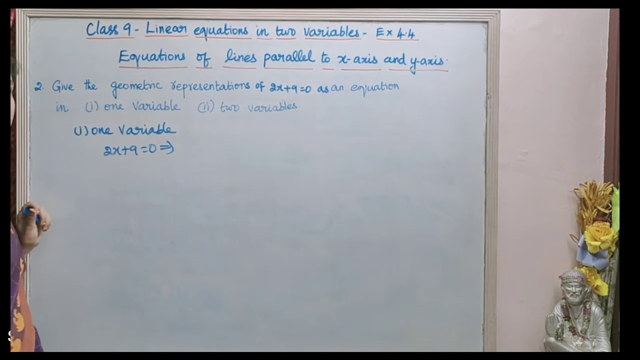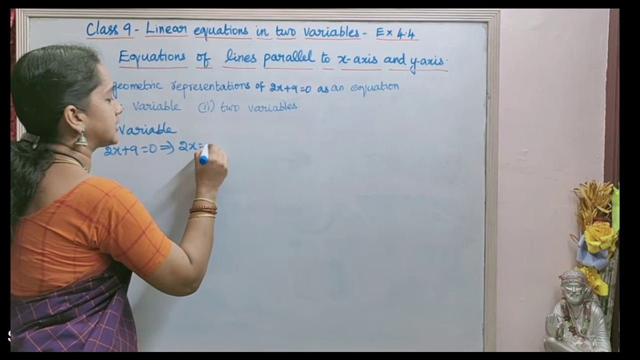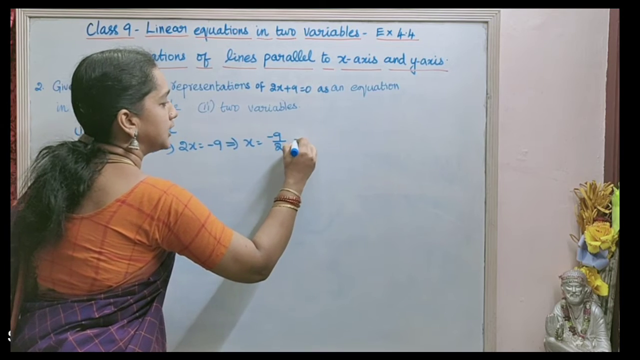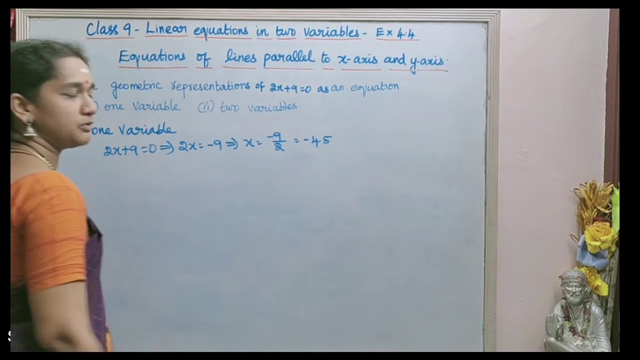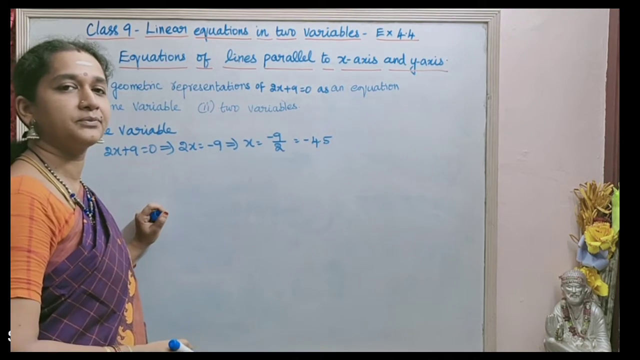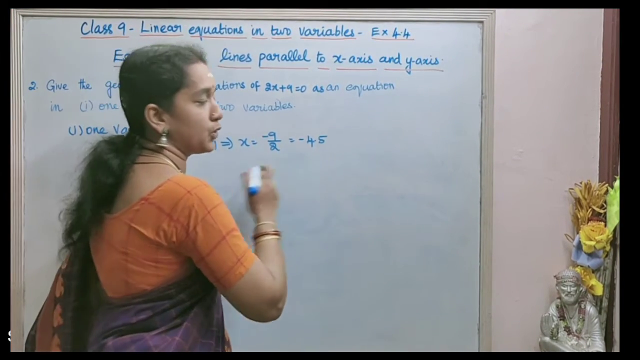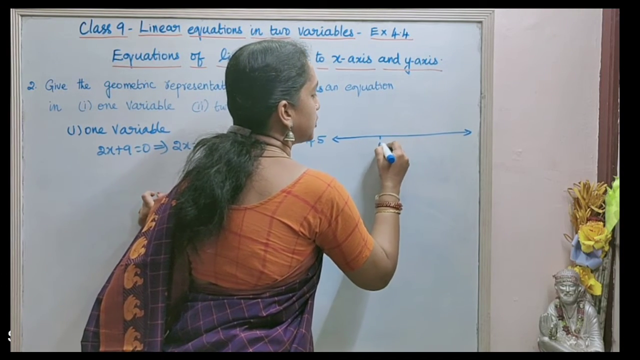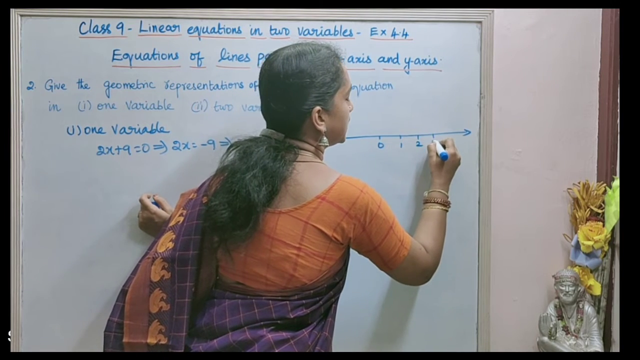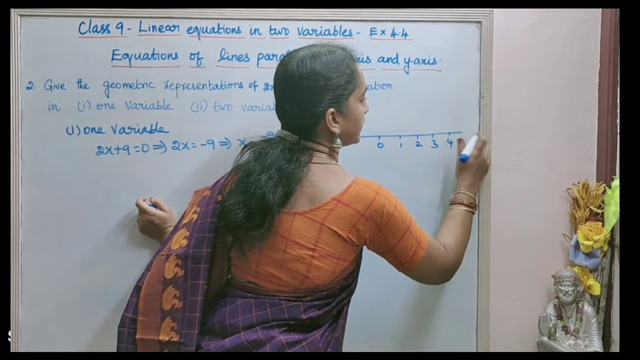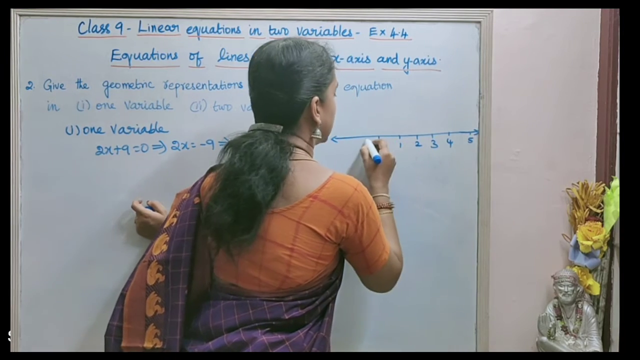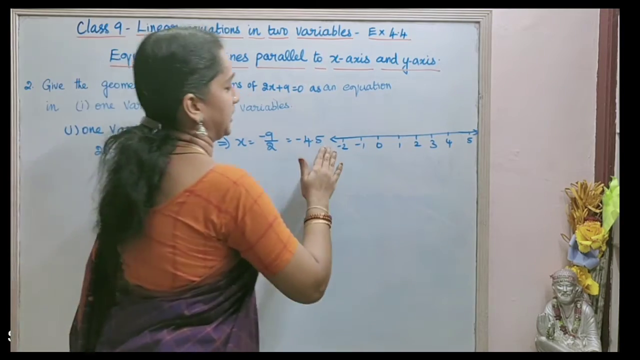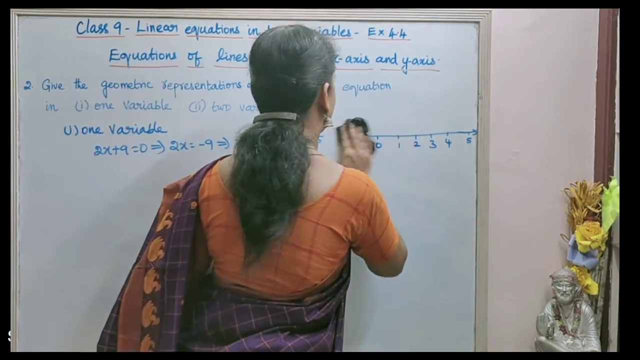So, if it is 2x plus 9 is equal to 0, it is 2x is equal to minus 9. That is, x is equal to minus 9 by 2. That is equal to minus 4.5. So, this minus 4.5, when we are representing it as one variable in the plane, it will be 0, 1, 2, 3, 4, 5. Negative axis is minus 1, minus 2. So, this one is minus 4.5.